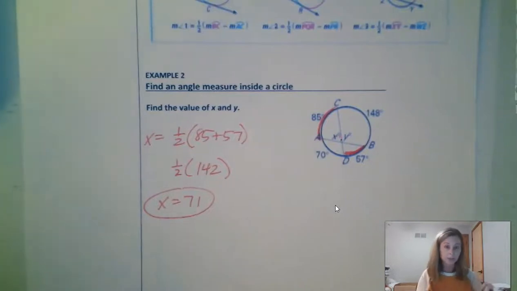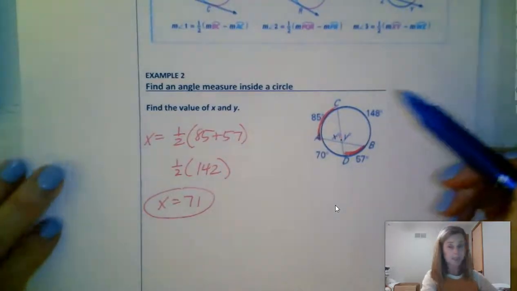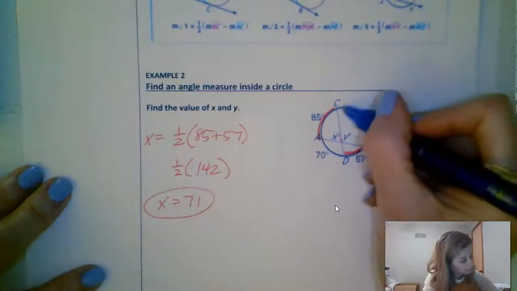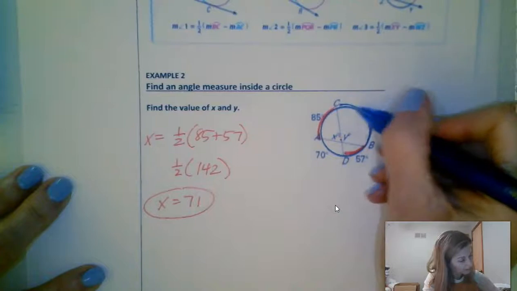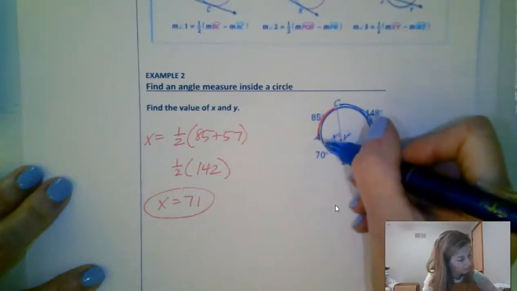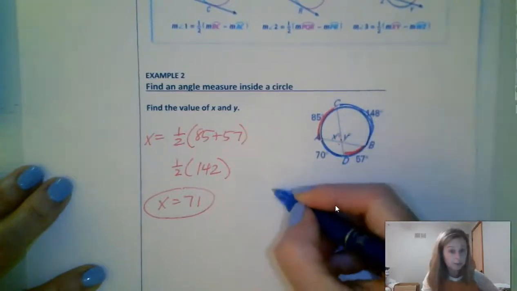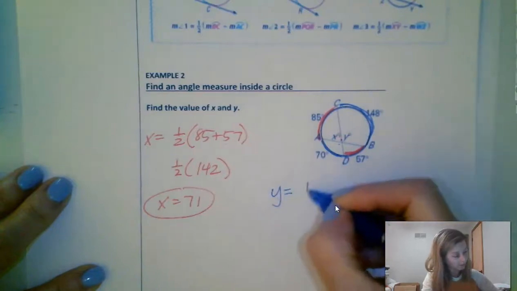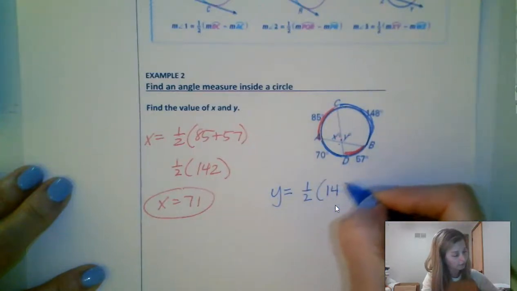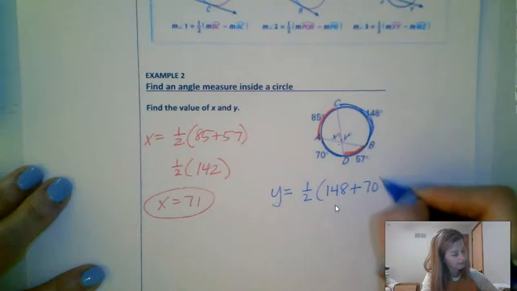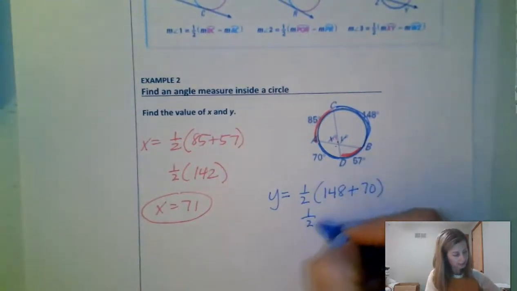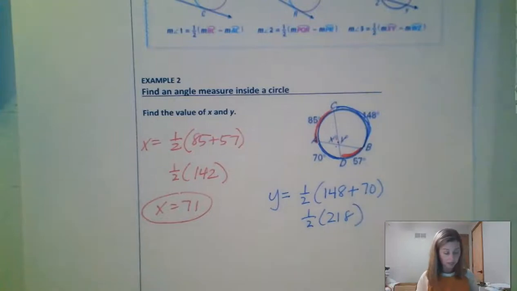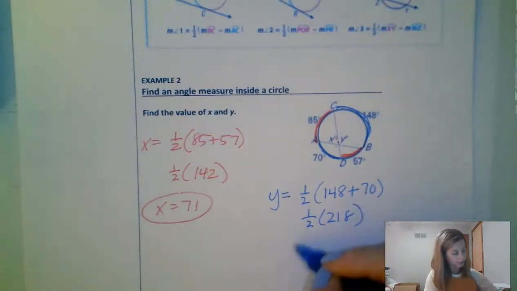So there's two ways I could find y. Let's stick with the theorem first. So angle y, or y degrees here, goes with this arc that's blue, and then its vertical angle goes with the 70. So we can say that y is equal to 1/2 of 148 plus 70. So 148 plus 70 is equal to 218. And then take half of that, I get 109.